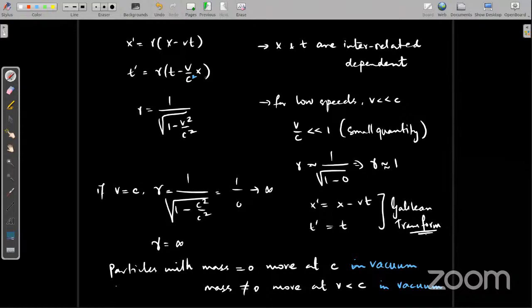Yes, v over c squared. But don't worry too much about the dimensions. That's like the least of our concerns. What matters here is how these coordinates are transforming from one frame of reference to the other, which are moving relative to each other. Right. So that's about that.